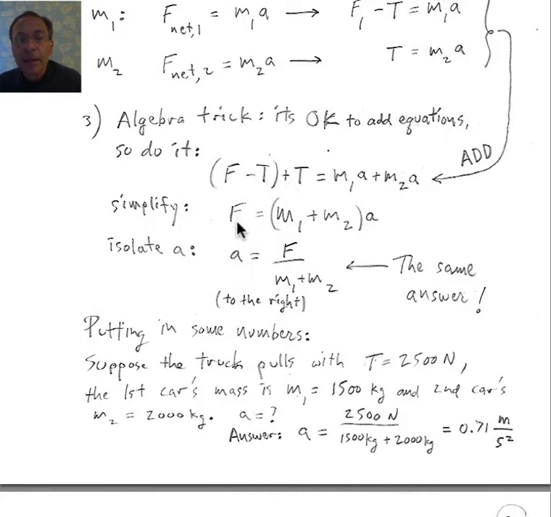So you've just got left with the force, the pulling force from the pickup truck, equals, here I factored out the a, so I've got m1 plus m2 times a. And now I've divided both sides by m1 plus m2, and I get f over m1 plus m2, which is the same answer as we got the easy way.